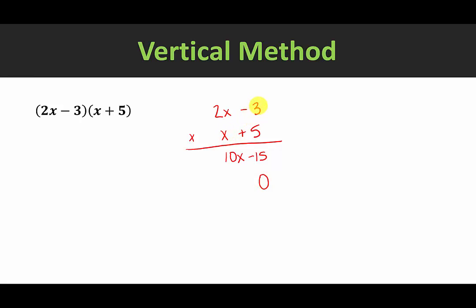X times negative 3 is negative 3x. Put a plus there to separate it. And x times 2x is 2x squared. And then you add the two lines together. 2x squared, 10x and negative 3x is plus 7x. Negative 15 and 0 is still negative 15.